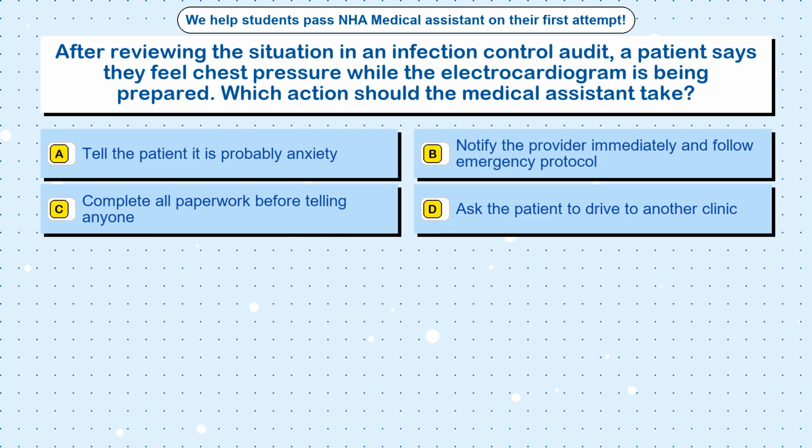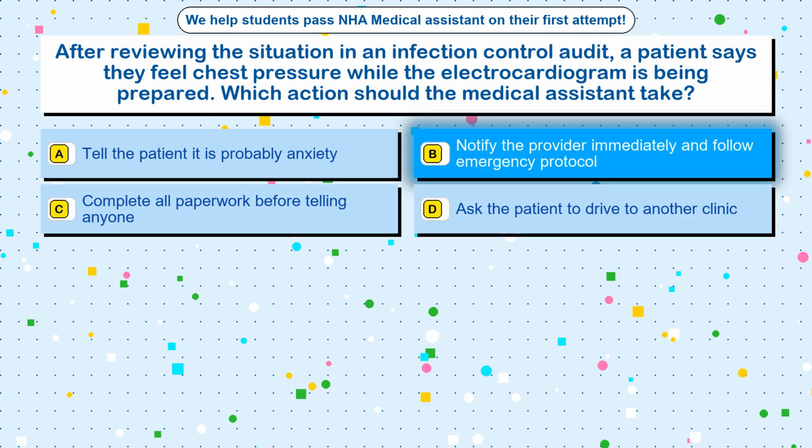Question 44. After reviewing the situation in an infection control audit, a patient says they feel chest pressure while the electrocardiogram is being prepared. Which action should the medical assistant take? Option A, tell the patient it is probably anxiety. Option B, notify the provider immediately and follow emergency protocol. Option C, complete all paperwork before telling anyone. Option D, ask the patient to drive to another clinic. The correct answer is option B, notify the provider immediately and follow emergency protocol.